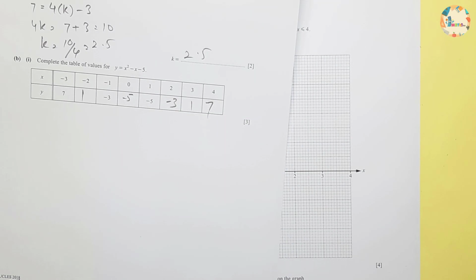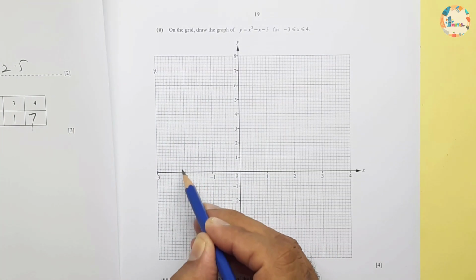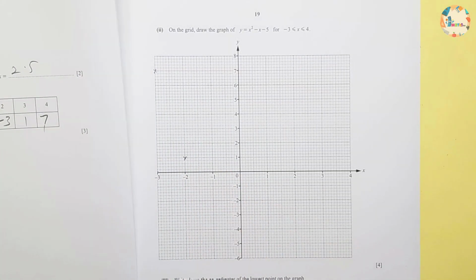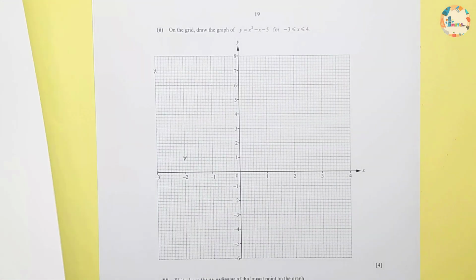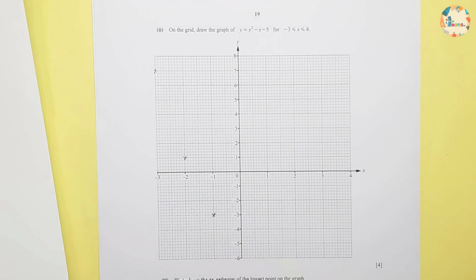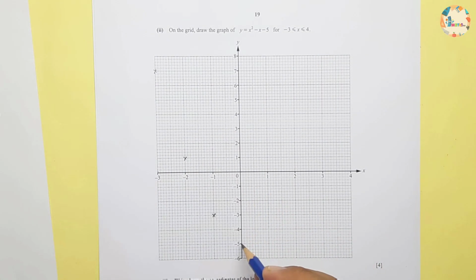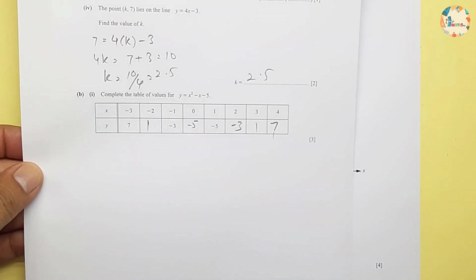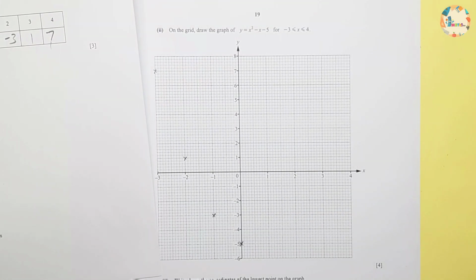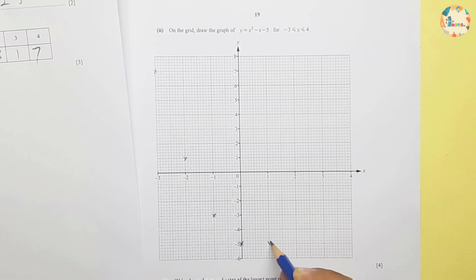Then they are saying -2 and 1. So -2 and 1 will be this point. Next point is -1 and -3. So -1 and -3 will be this one. Next point is 0 and -5. 0 and -5, this one also you can see. Then next is 1 and -5. 1 and -5 will be this one.